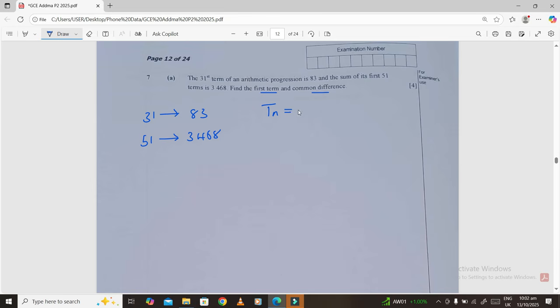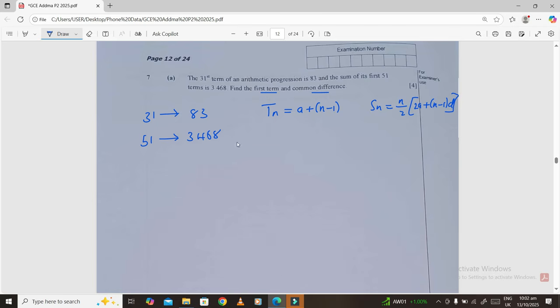Formula for the term, which is this one right here, and also formula for sum. So this is the formula for sum. I'm writing right here. So this is how it's supposed to be. These are the two formulas we need.